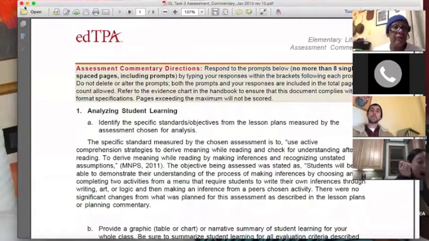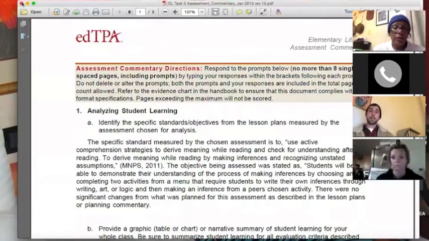Now the thing about, so are you guys good on this now? Are you comfortable? Yeah? Okay. Connie, do we have access to these sample documents?